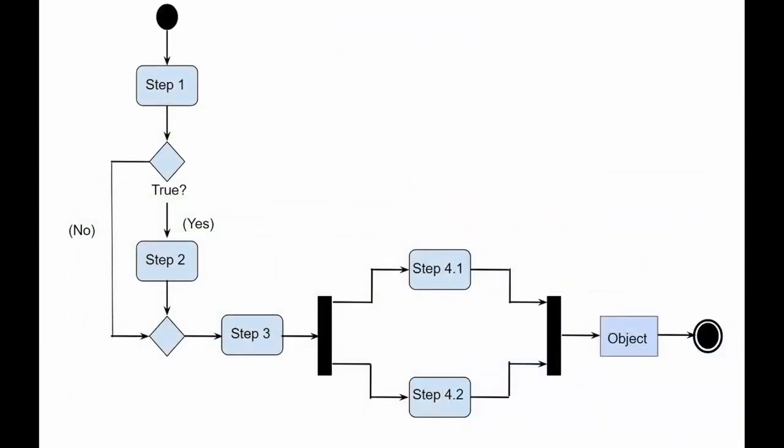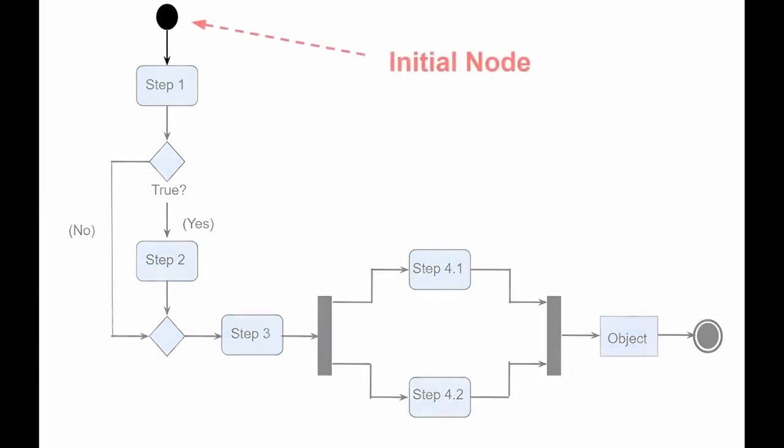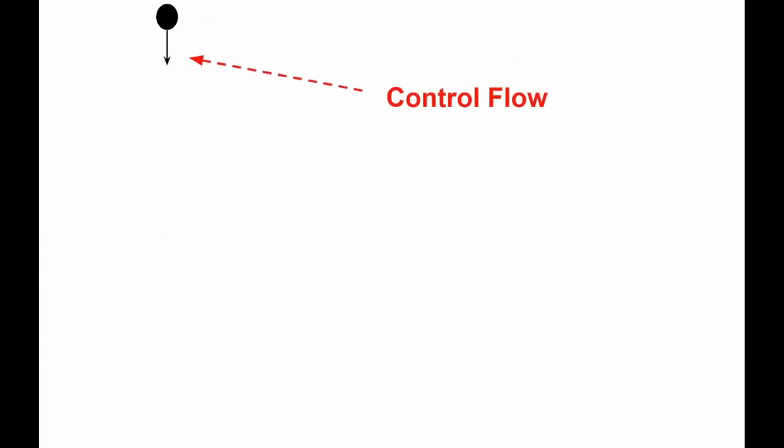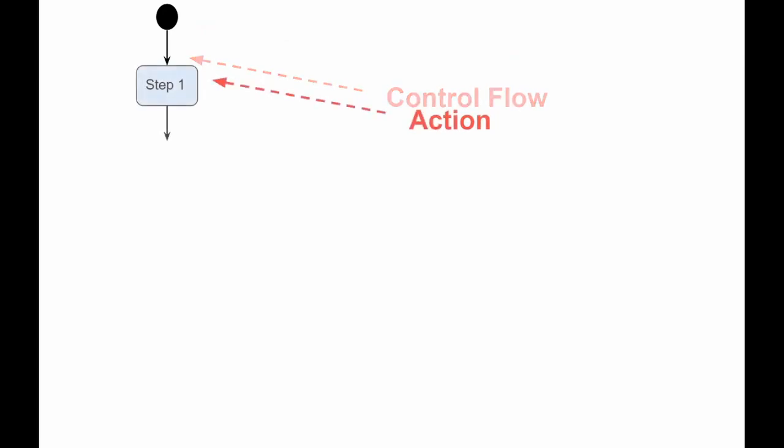First of all, let's go over the basic notation of the elements in the diagram and move on to the examples. Initial node. It starts the flow when the activity is called from the outside. Control flow. It shows the sequence of execution or flow. Action. A task to be performed.